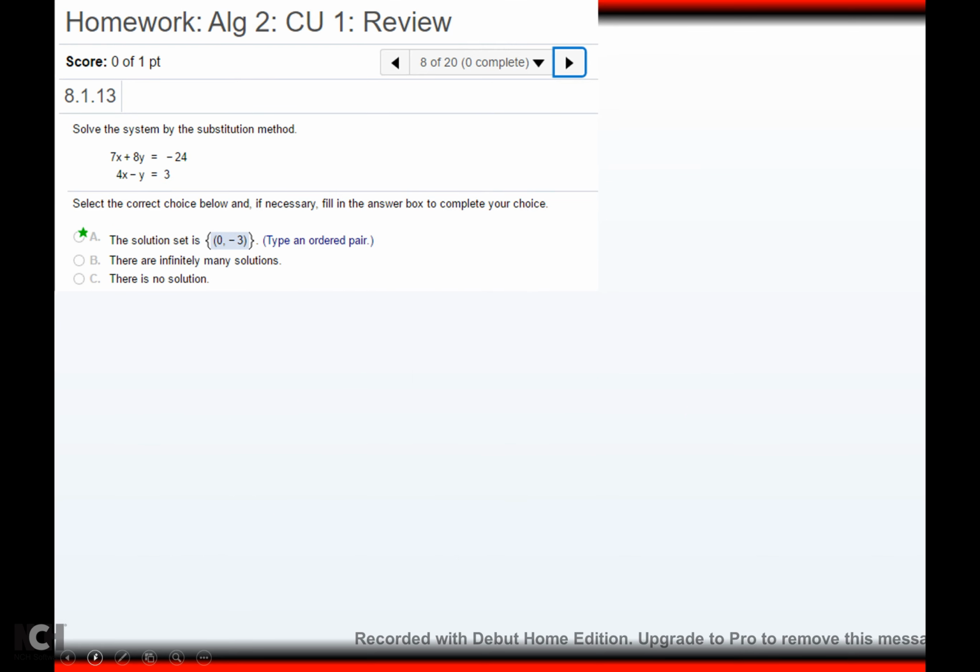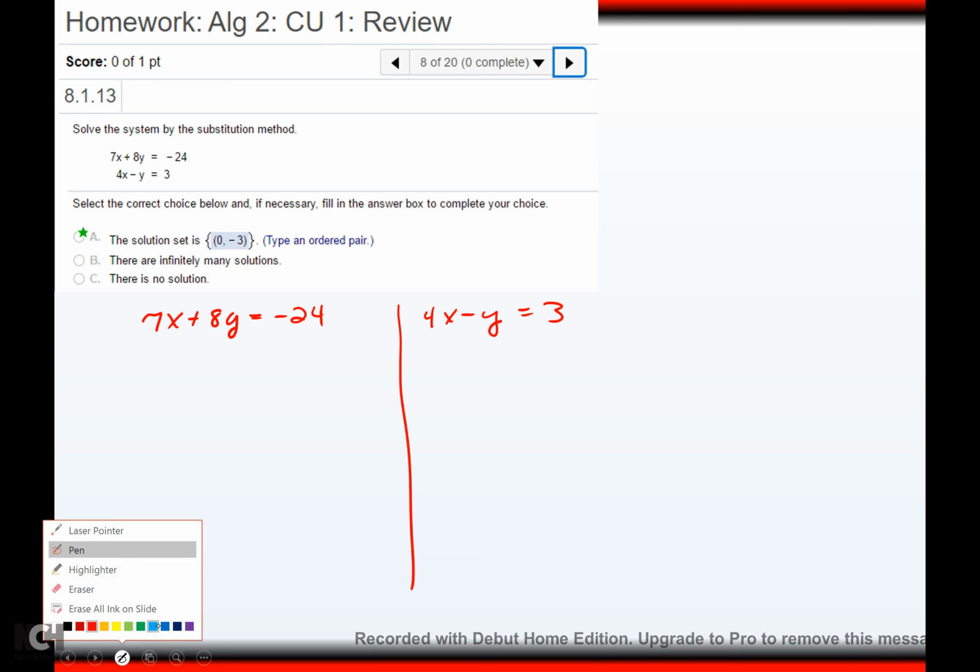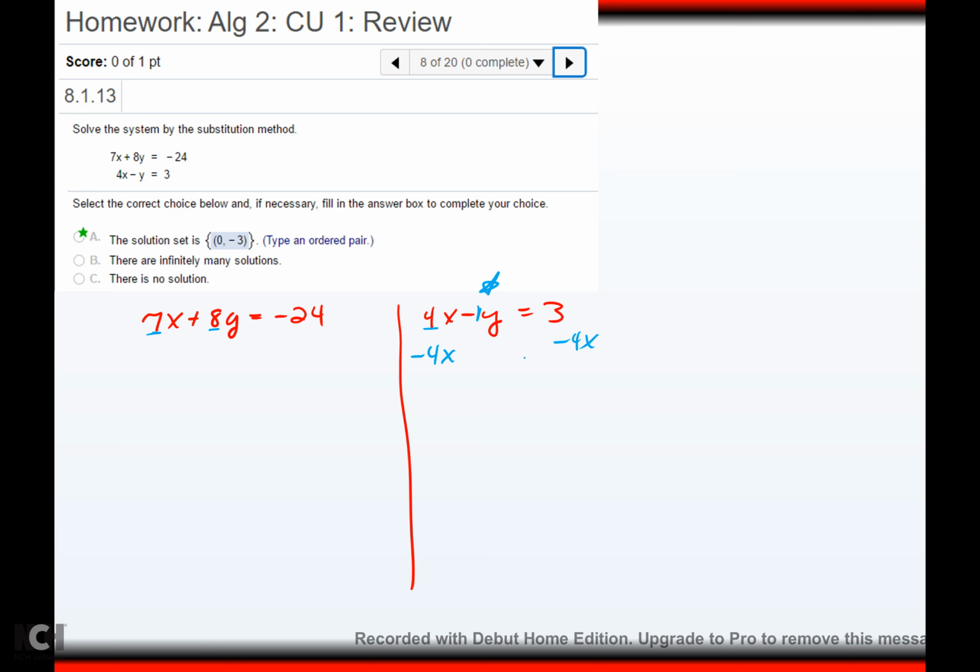Alright, so they want me to solve this one by substitution also. So I have 7x plus 8y equals negative 24, and 4x minus y equals 3. I'm going to pick a letter to get alone. That'll make fractions, that'll make fractions, that'll make fractions, that won't make fractions. So that's my star. To get it alone, I'm going to minus 4x.